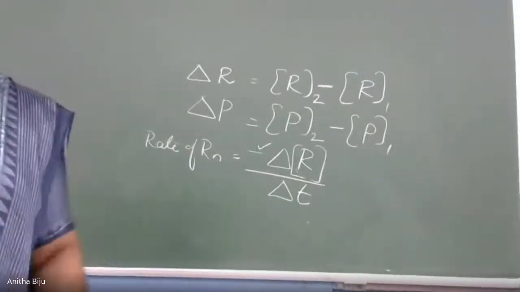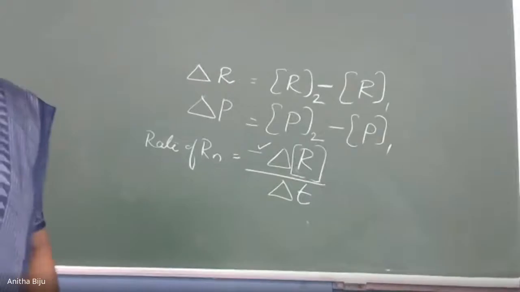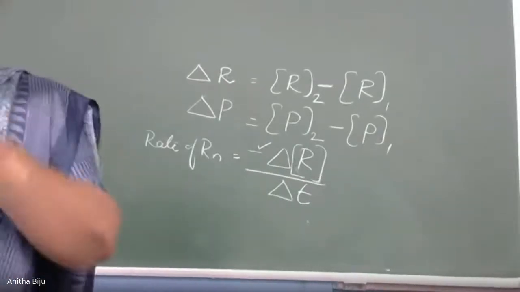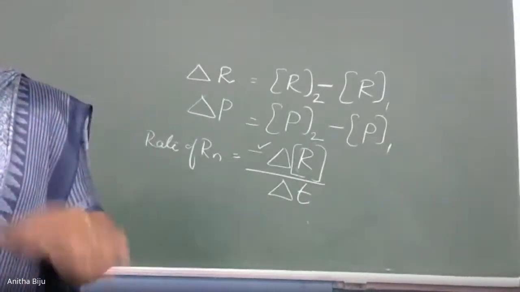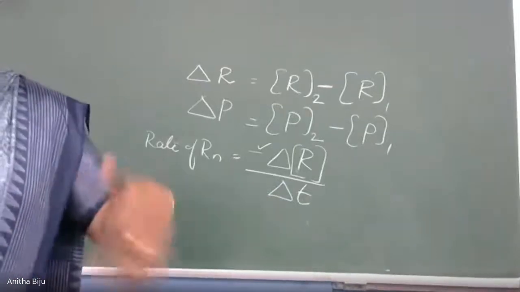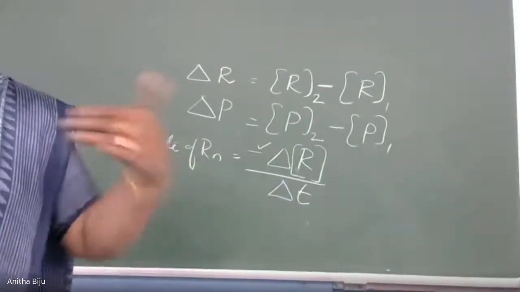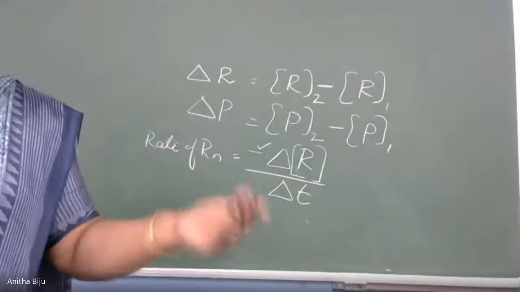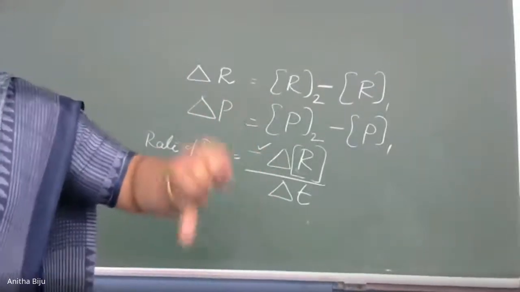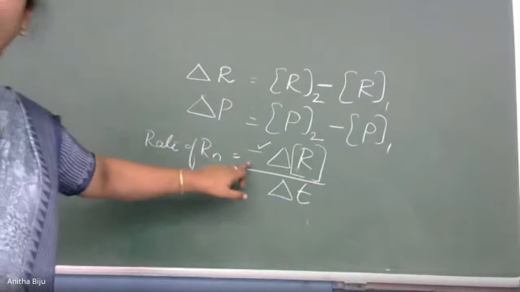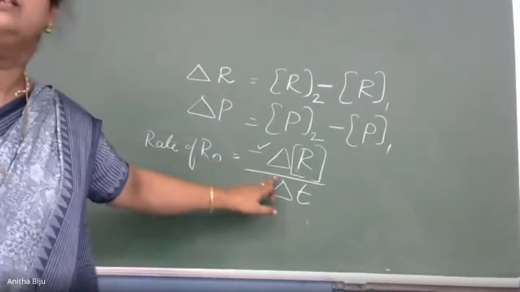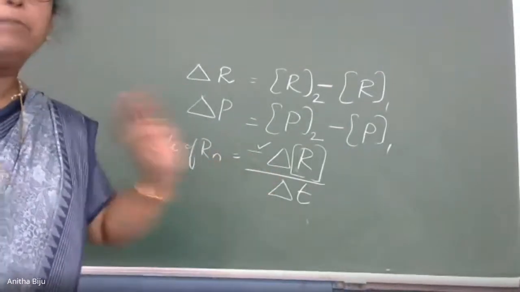Right, very good, Shushan. Decrease in concentration of a reactant. That means as the reaction proceeds, the concentration of reactant goes on decreasing. This negative stands for decreasing, and delta means a change. Simply, it is a change.